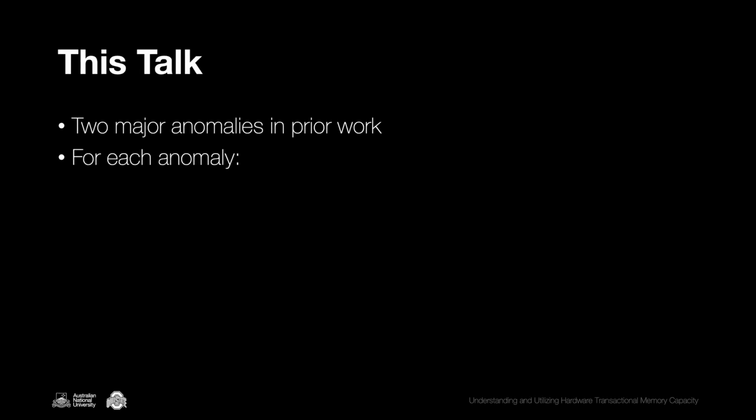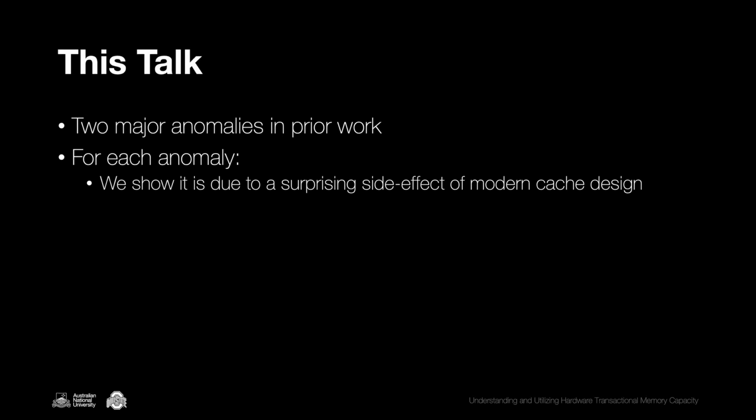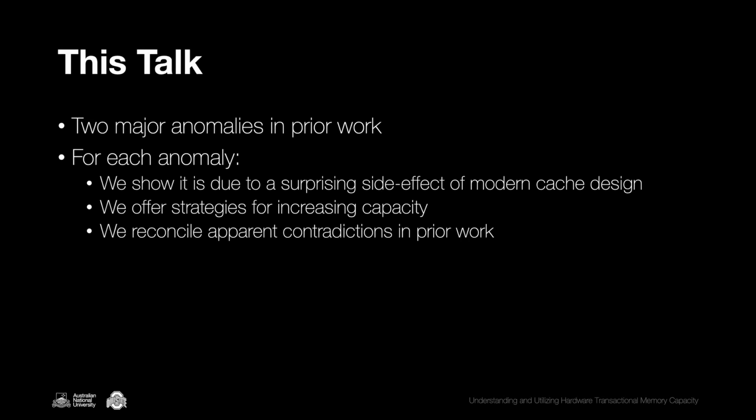In the remaining part of the talk, let's take a deeper look at two anomalies in prior work. For each anomaly, I'm going to show a key element of modern cache design that gives the surprising result. Then I will show different strategies that mitigate these unwanted surprises and increase the capacity. Finally, I will use this surprising cache behavior to reconcile apparent contradictions in prior work. The first anomaly we are going to show is that Richardson and Barnes reported read capacity roughly as big as L1, while others show read capacity proportional to the LLC size.